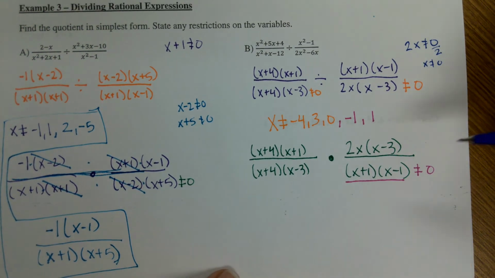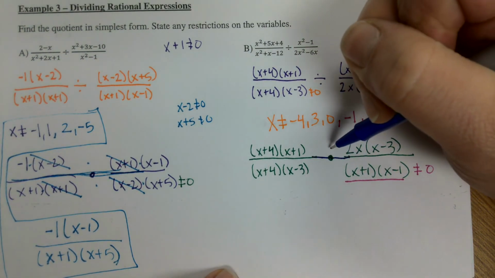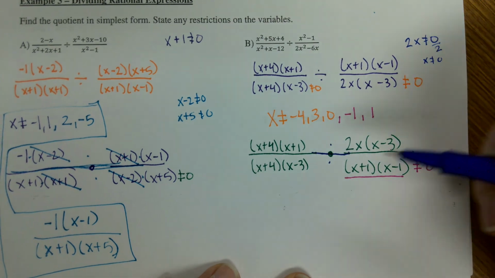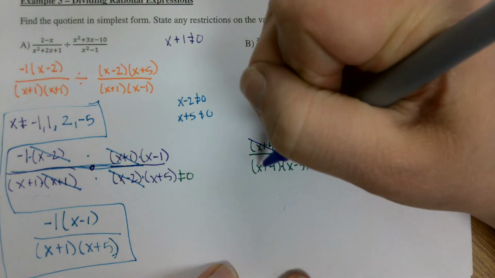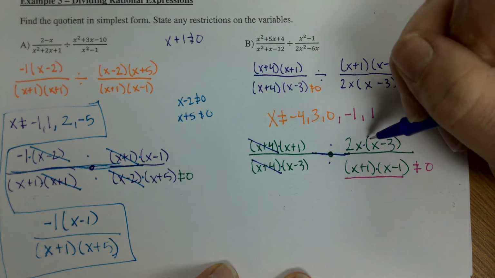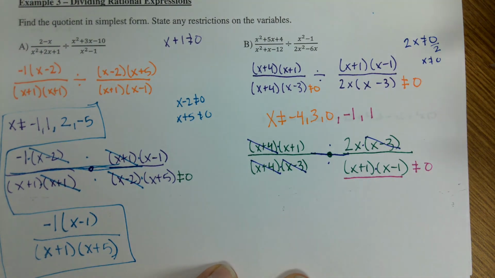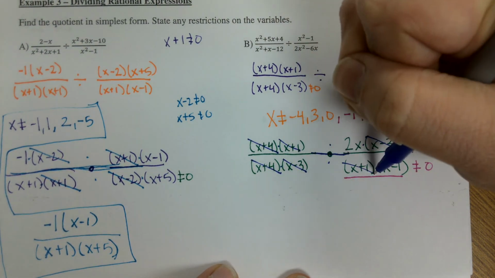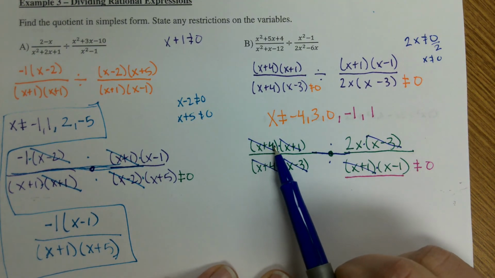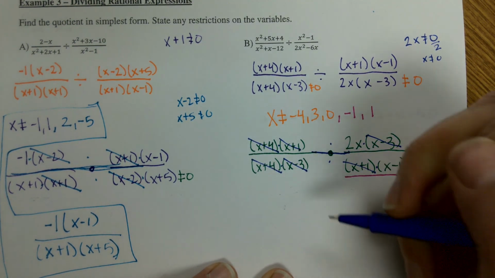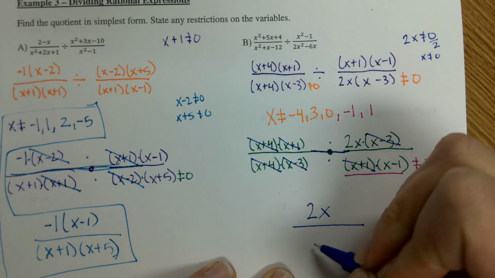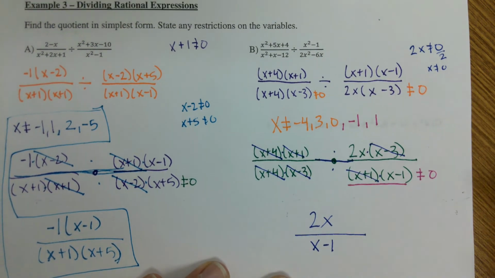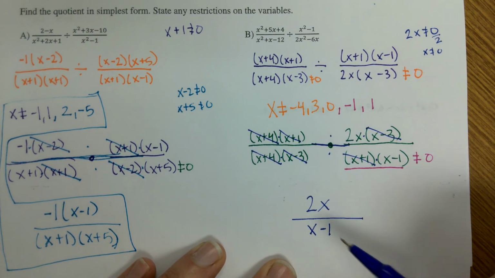So where can I cancel? Again, now that I'm multiplying, it can be everything on top and bottom. So I'm multiplying in between each of these parentheses. So I have x plus 4 on top and bottom. I have an x minus 3 on top and bottom. I have an x plus 1 on top and bottom. What am I left with? I'm left with this 2x. So I have a 2x, and on the bottom, I'm left with x minus 1. This whole thing simplifies to this.